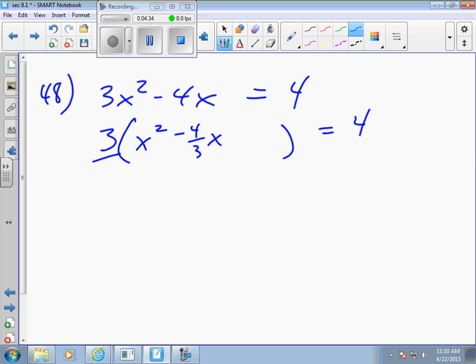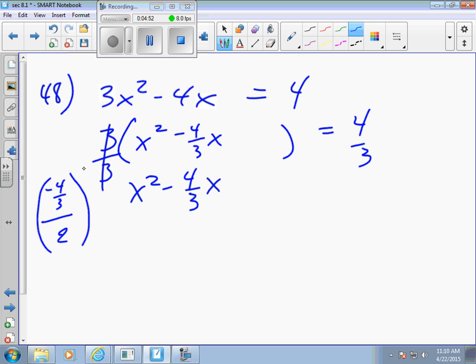Now, I want to get rid of this 3, and I get x squared minus 4/3 x. Now, to get my c over here, I have to take negative 4/3 divided by 2, that's b over 2, and then square it. Well, I need my calculator a little bit to simplify here, so I'm going to take negative 4/3 divided by 2 gives me negative 4/6. Negative 4/6 simplifies to negative 2/3. And 2/3 squared gives me 4/9. And if I add 4/9 to this side, I'm going to add 4/9 to the other side.